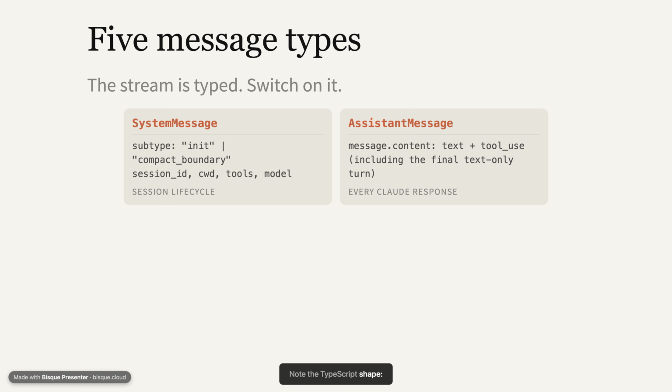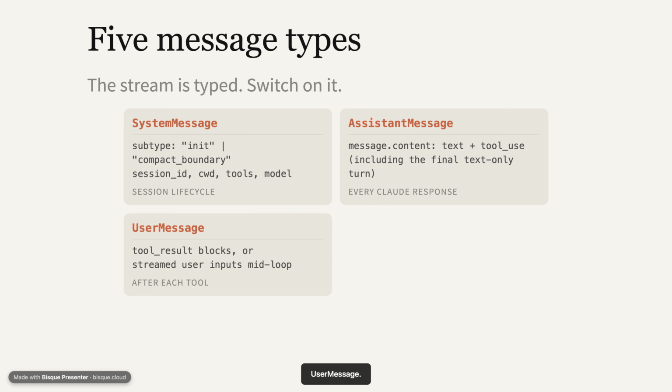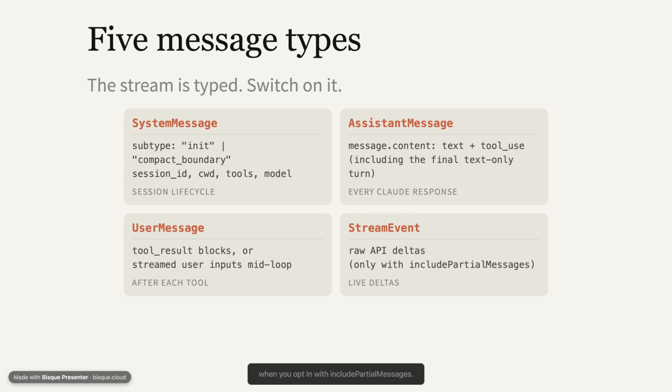Know the TypeScript shape. Content lives at message.message.content. The raw API message is wrapped. User message. After each tool runs, the result comes back as a user message. Same type carries any inputs you stream mid-loop. Stream event. Raw API deltas only emitted when you opt in with include partial messages. We'll come back to it.